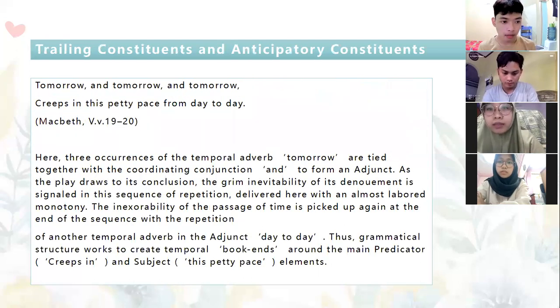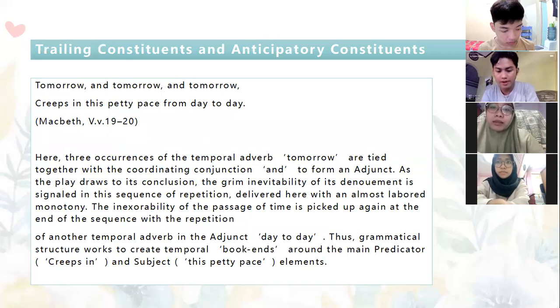Next slide, please. Tomorrow and tomorrow and tomorrow creeps in this petty pace from day to day. From Macbeth, volume 5, page 19 to 20.